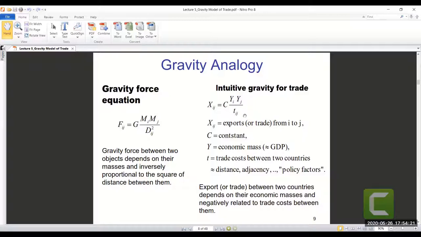In general, trade cost typically, similarly, we can take as distance, but we can also use a lot of items which increase trade cost. So that is the gravity model. Empirically, we can take, for example, the logarithm of both sides of the equation, and we can have an OLS equation, except the variables are measured in logarithm.